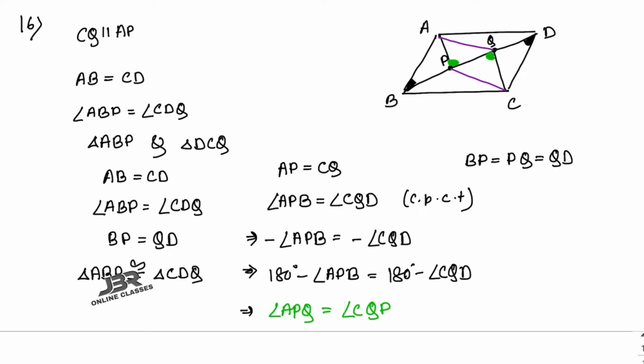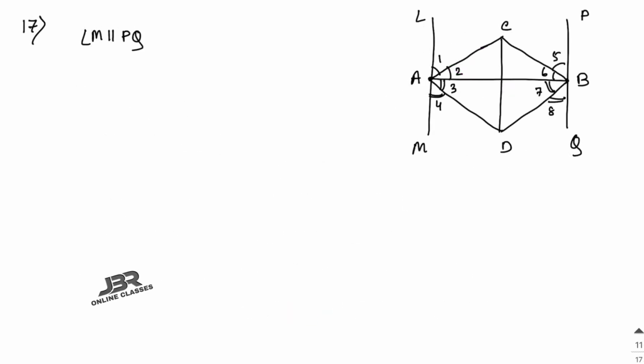So if these two angles, this green one and this one, are equal, then definitely you can write down AP is parallel with CQ, because they are alternate angles, and it's proved. Now next one, sum number 17.